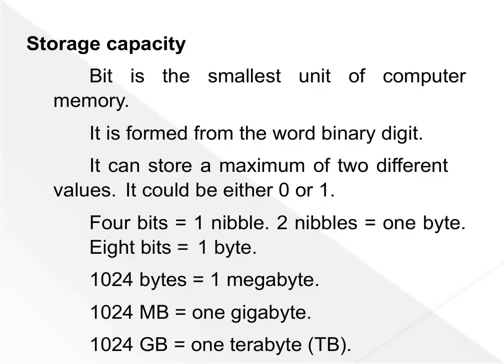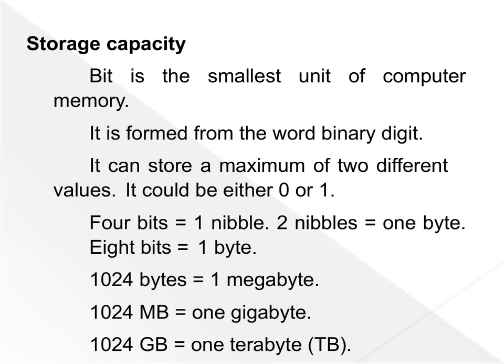Let's talk about storage capacity. At the most basic level, a bit is the smallest unit of computer memory. The word bit actually comes from binary digit, which makes sense because it can only represent two things. Think of it as a switch that can be either off or on, so either 0 or 1. This simple binary system is the foundation of all digital data.